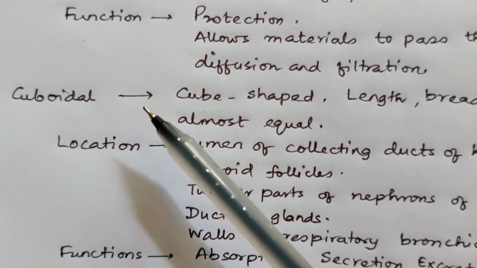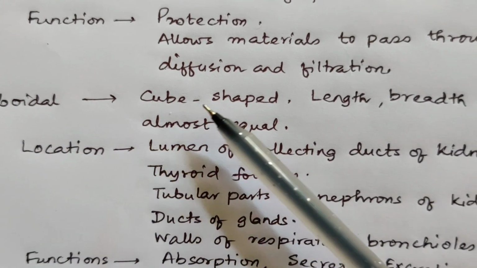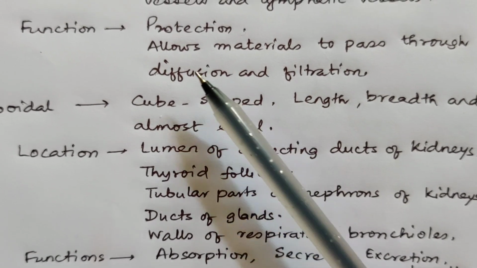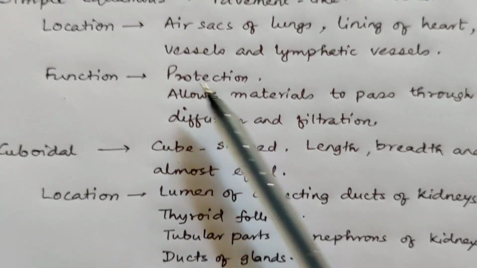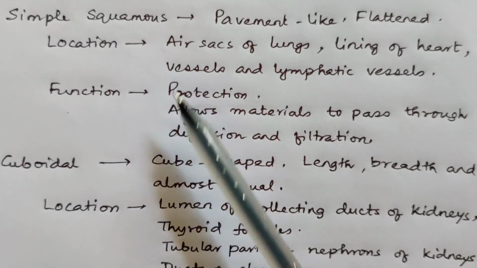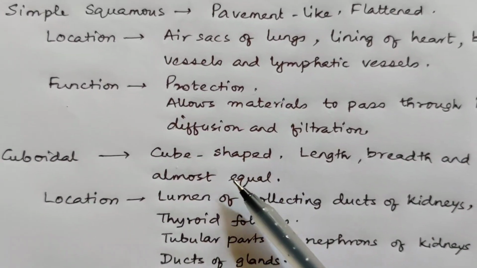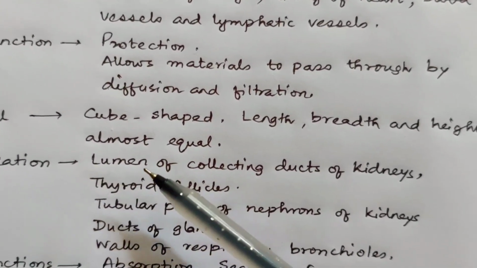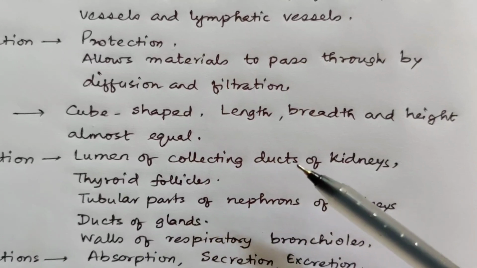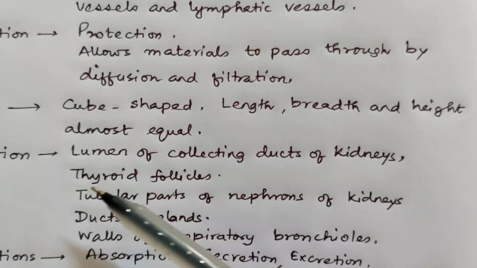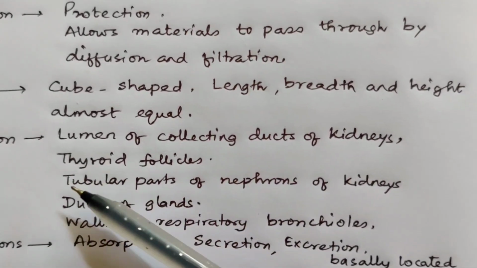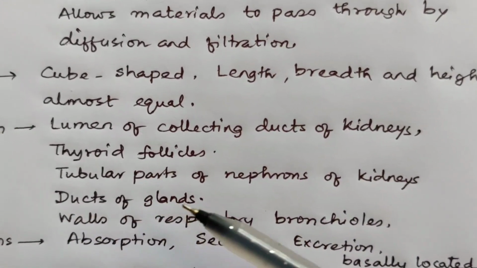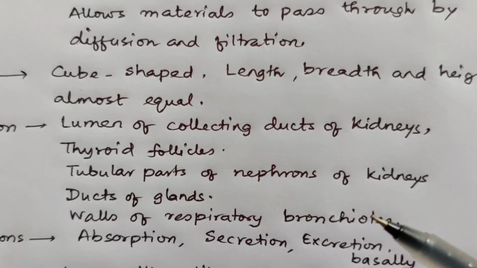Coming to cuboidal epithelium. Cuboidal means cube-like. You have heard about a cube. Cube means length, breadth and height are almost equal to each other. They have a centrally located nucleus, similar to simple squamous epithelium. Their location: they are present in the lumen of collecting ducts of the kidneys, in the thyroid follicles, in the tubular parts of nephrons of the kidneys, and in ducts of glands and walls of respiratory bronchioles.